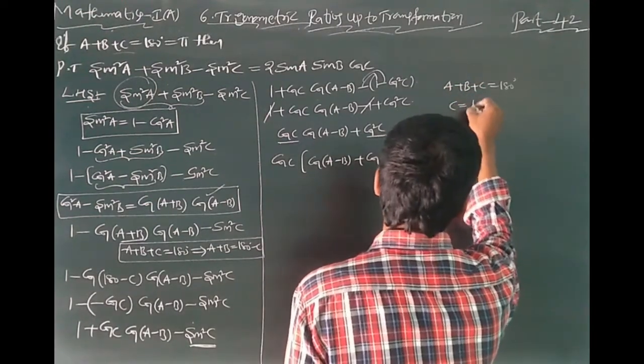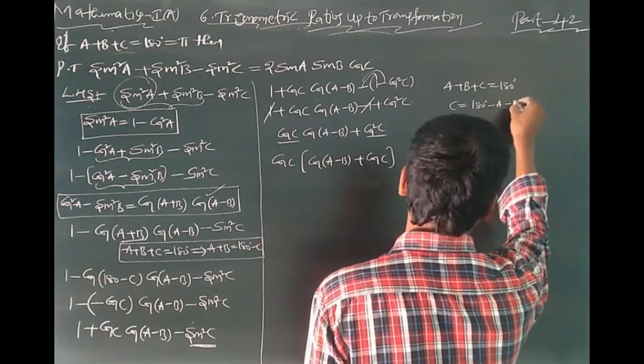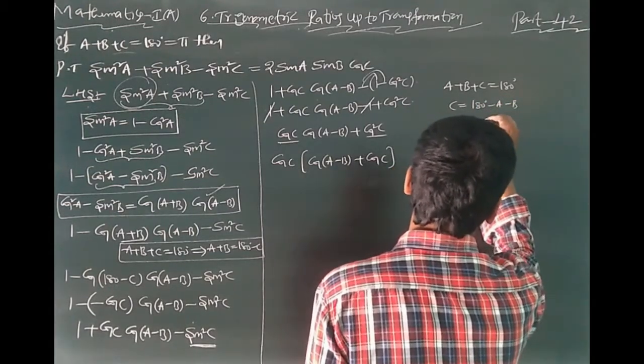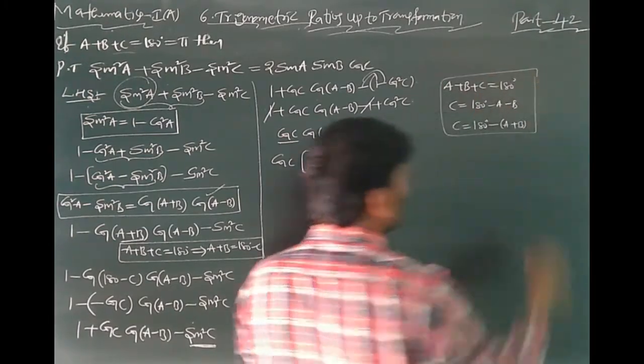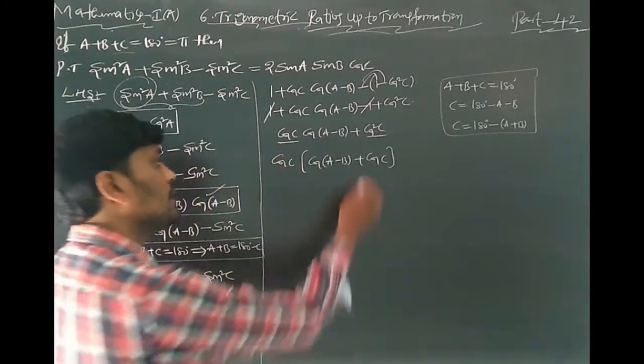Then C is equal to 180 minus A minus B. C is equal to 180 minus of A plus B. C is equal to what here? 180 minus of A plus B. Write this down in place of C.